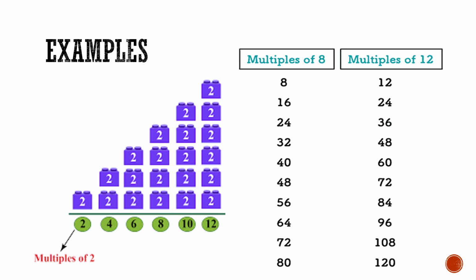Similarly, you can just see these two examples. You can just say the tables and you will get the multiples. 8 ones are 8, 8 twos are 16, 8 threes are 24, 8 fours are 32, 8 fives are 40 and so on. Similarly, 12 ones are 12, 12 twos are 24, 12 threes are 36, 12 fours are 48. So you keep on multiplying the number with a non-zero number, and you will get the multiples.